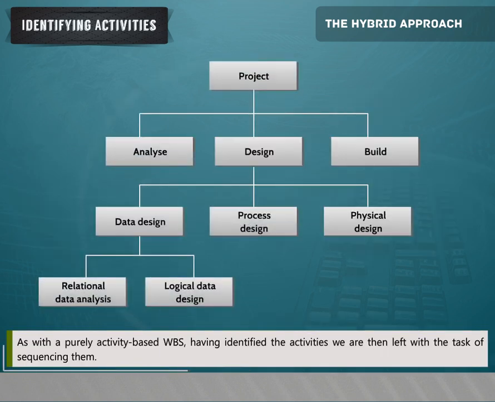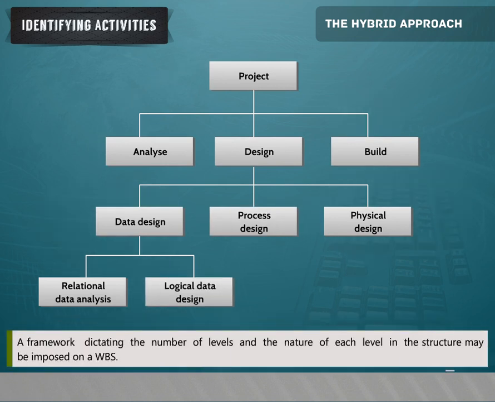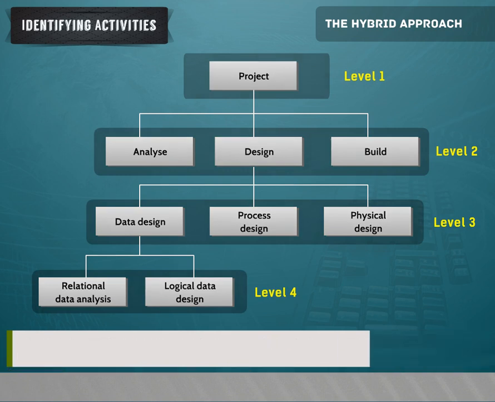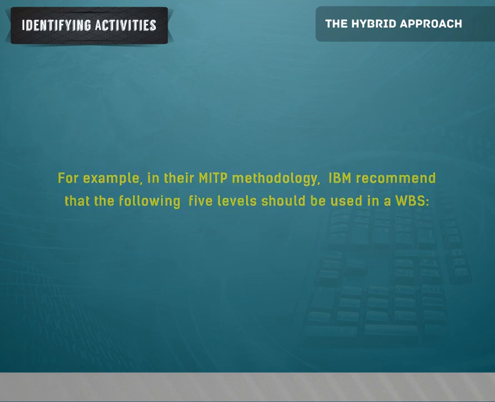As with a purely activity-based WBS, having identified the activities, we are then left with the task of sequencing them. A framework dictating the number of levels and the nature of each level in the structure may be imposed on a WBS. For example, in their MITP methodology, IBM recommend that the following 5 levels should be used in a WBS.